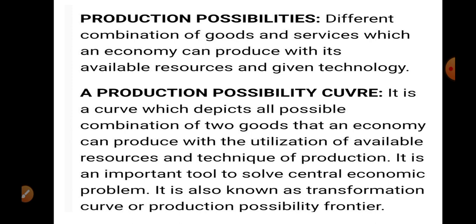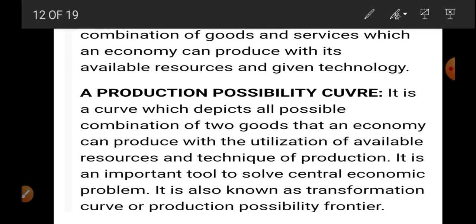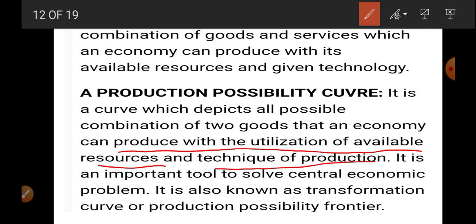Now what are production possibilities? Different combinations of goods and services which an economy can produce with its available resources and given technology. Now what is the PPC curve? It is a curve which depicts all possible combinations of two goods that an economy can produce with the utilization of available resources and technique of production. It is an important tool to solve the central economic problem. It is known as a transformation curve and production possibility frontier.